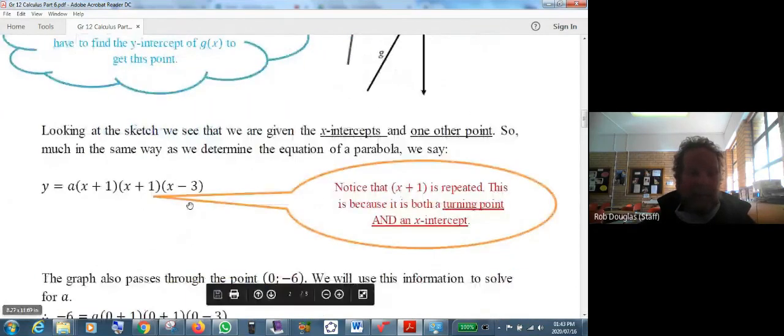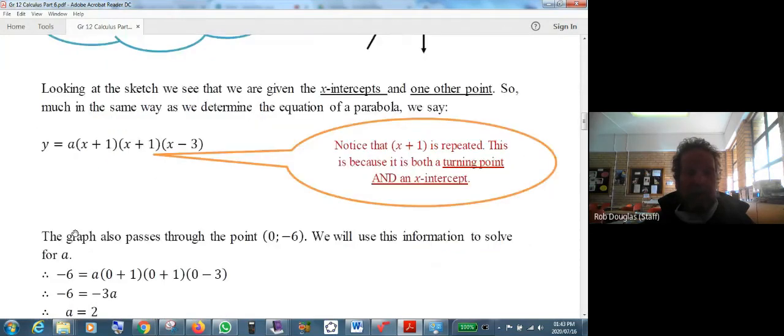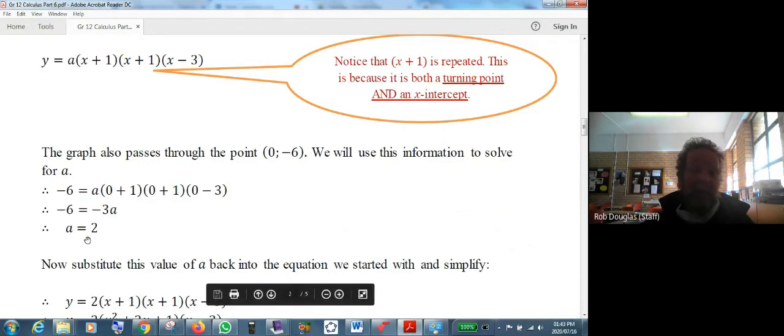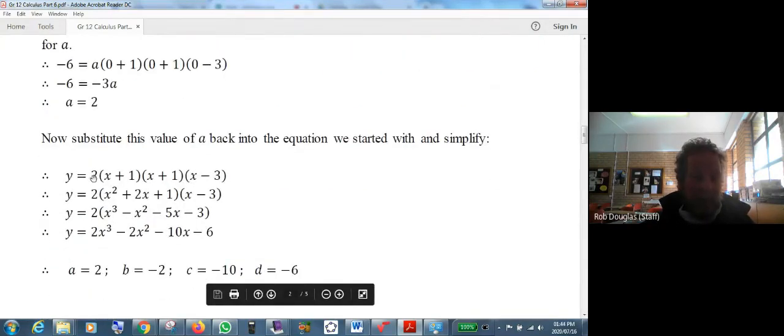That means into this new function with the factors in brackets here, we can put in x is 0 and y is minus 6. And that's really good because all of a sudden, 0 plus 1, 0 plus 1, see x is 0, 0 minus 3, 1 times 1 times, it's just minus 3a. Minus 3a equals minus 6, divided by negative 3. Now we've got a.